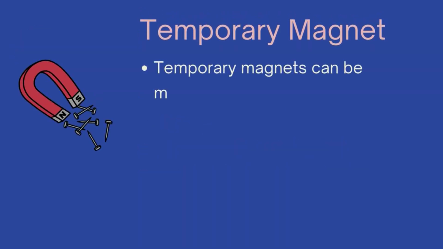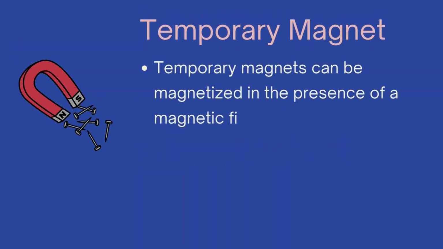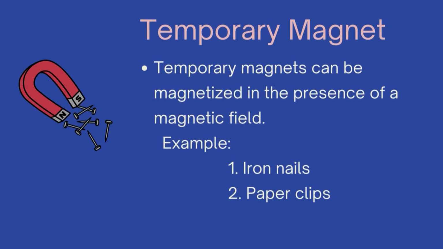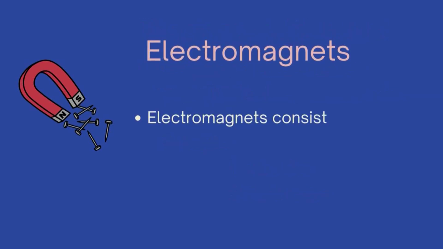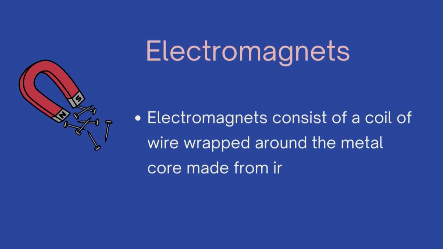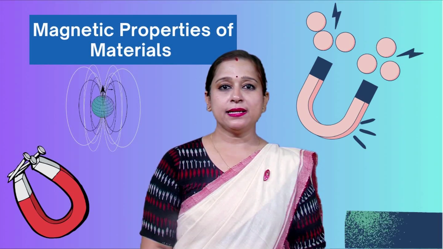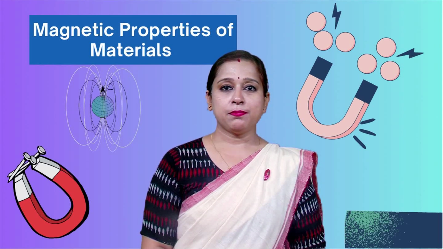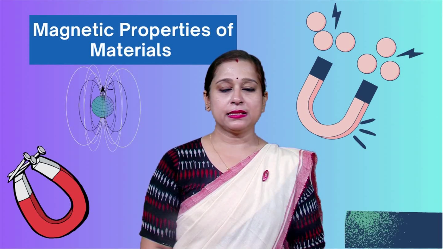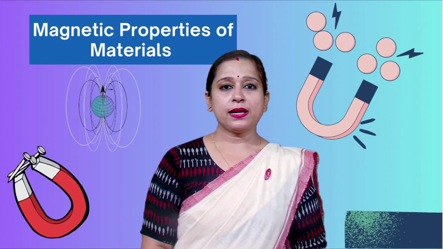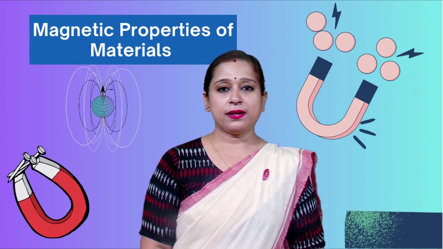Temporary magnets can be magnetized in the presence of a magnetic field. When the magnetic field is removed, these materials lose their magnetic property. Iron nails and paper clips are examples of temporary magnets. Electromagnets consist of a coil of wire wrapped around a metal core made from iron. When this material is exposed to an electric current, a magnetic field is generated, making the material behave like a magnet. The strength of the magnetic field can be controlled by controlling the electric current.